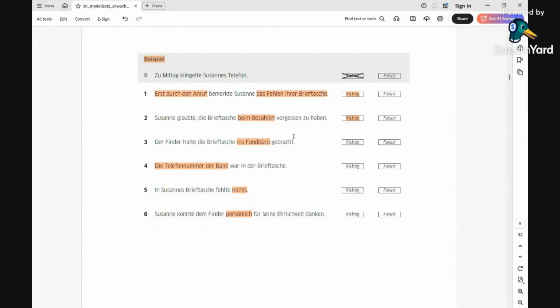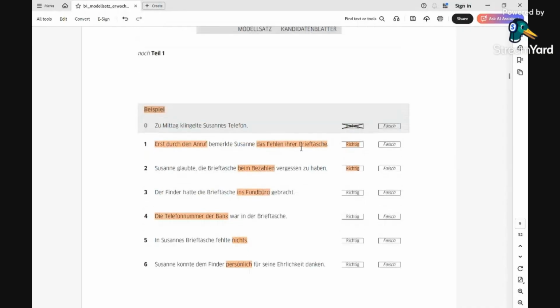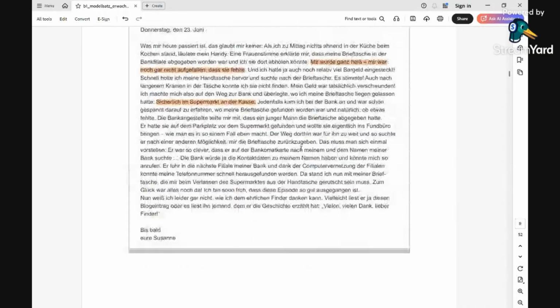Ja. So Nummer 3, der Finder hatte die Brieftasche ins Fundbüro gebracht. So ins Fundbüro was our keyword. So we are going to find out if the person really took it ins Fundbüro. So as we read the passage, ins Fundbüro should be at the back of our mind. So we are going to continue from where we left off.